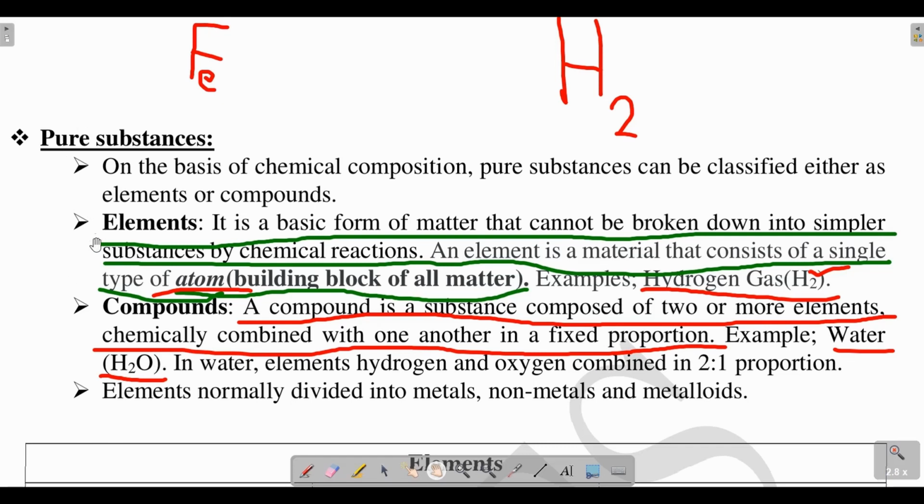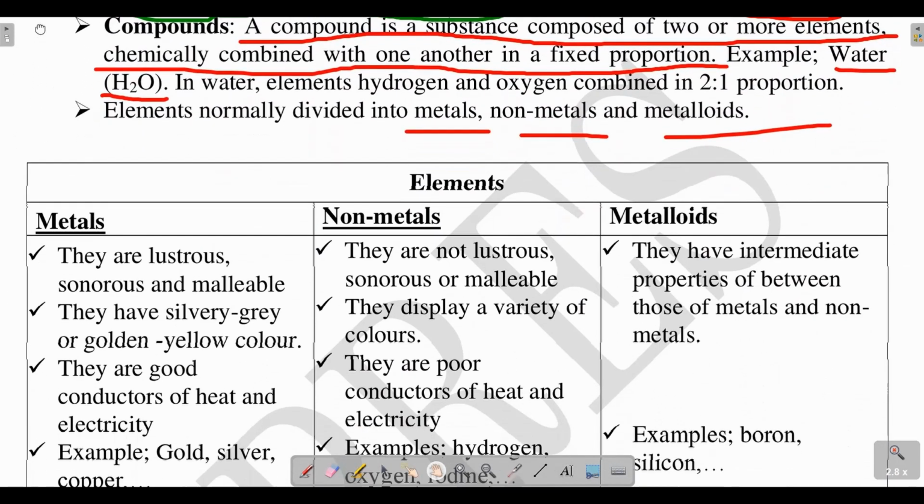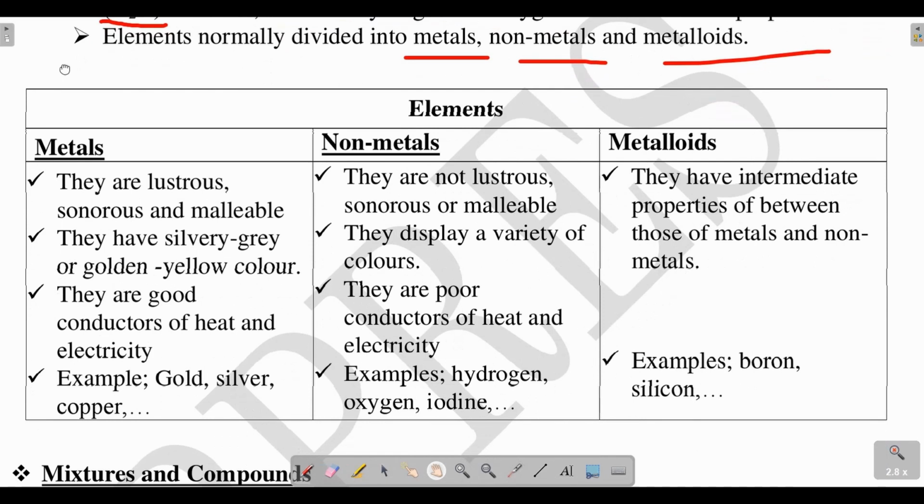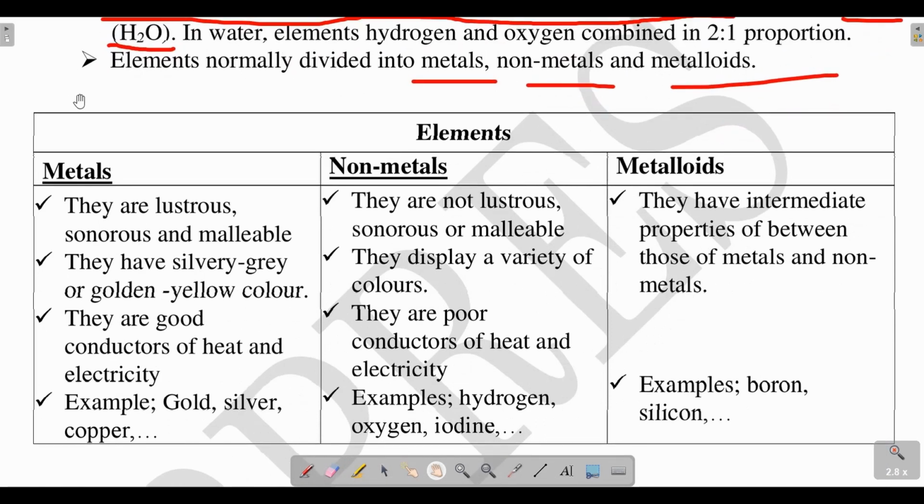And mainly elements, I told you that pure substances are classified into elements and compounds. Again, elements are generally classified into metals, non-metals, and metalloids. Metals and non-metals we already learned in class 8, the physical as well as the chemical properties of metals and non-metals. And here we are going to discuss again what the differences are between metals, non-metals, and metalloids.